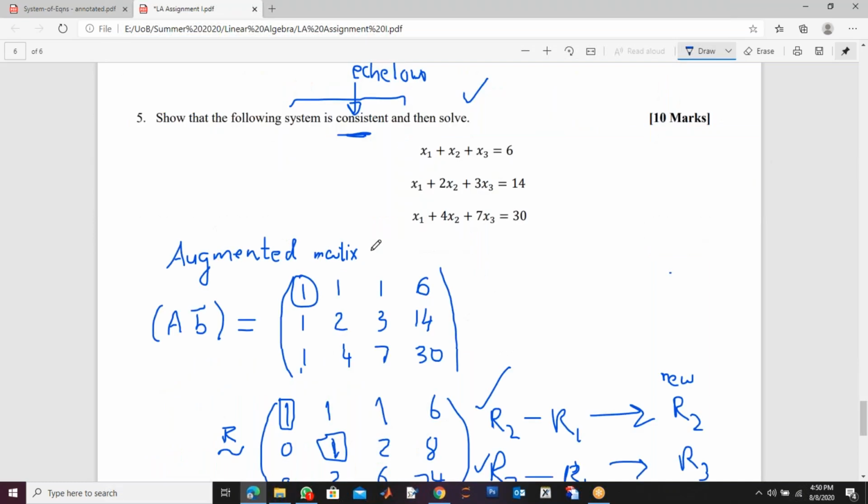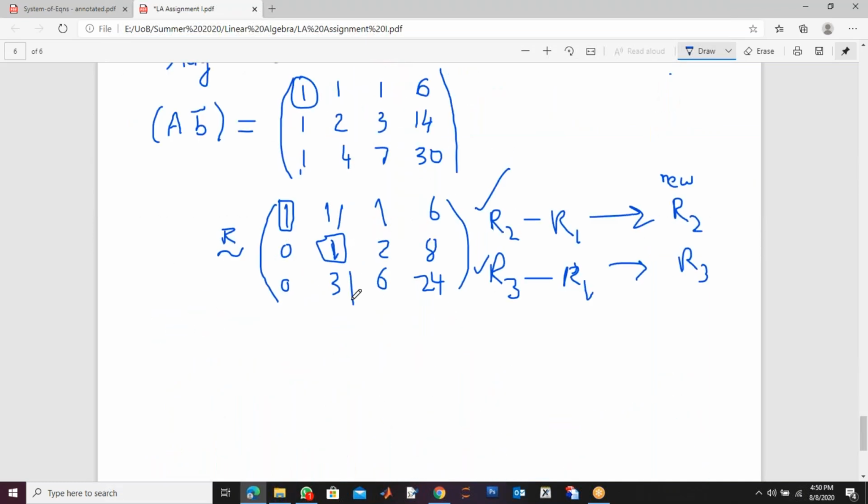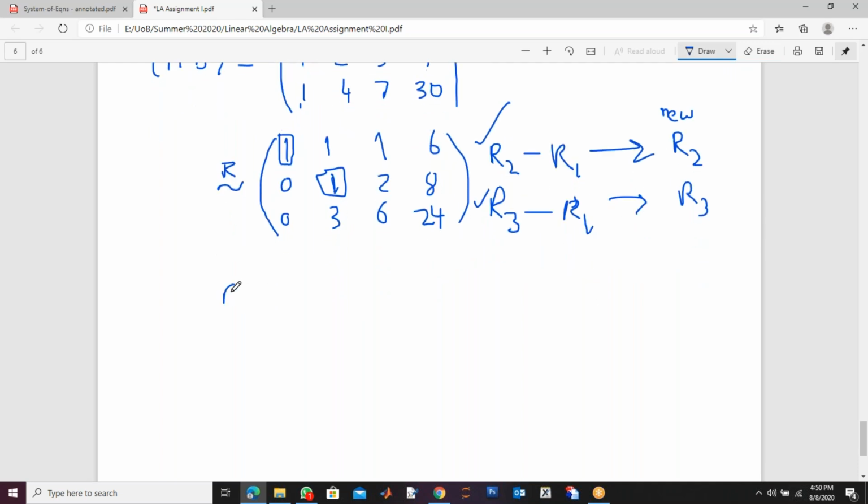Reduced means up and down both 0. So instead of just doing the echelon form, I can do the reduced echelon form, not a problem. There will be one more step, but it's better to just convert it to reduced echelon form, and it will give you the consistency as well as your solution.